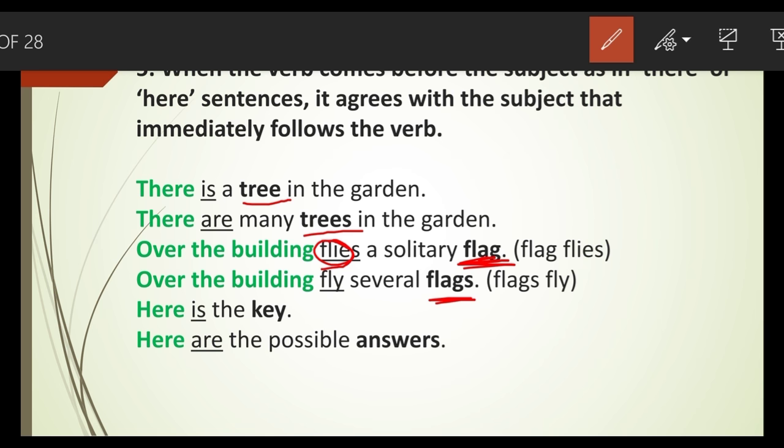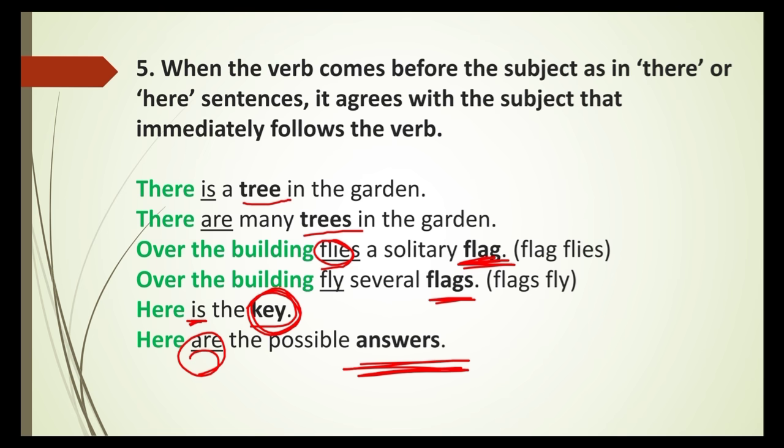Okay, another example. Here is the key. So, bakit is yung ginamit natin? Kasi nga, iisa lang yung ating subject, key, singular. Here are the possible answers. So, bakit are ang ginamit natin dito? Kasi nga, we have here answers. So, ayan sa ating inverted sentences.